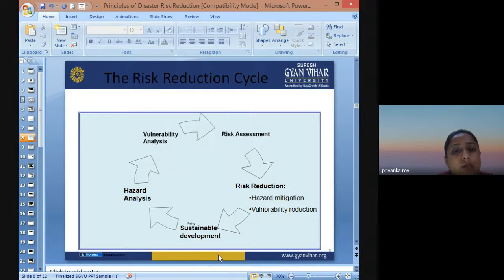And then when we have hazard analysis and vulnerability analysis, we come up to a result, that is the risk assessment. What are the sectors, what are the loopholes, gap holes, that pertain to the risk of losses.